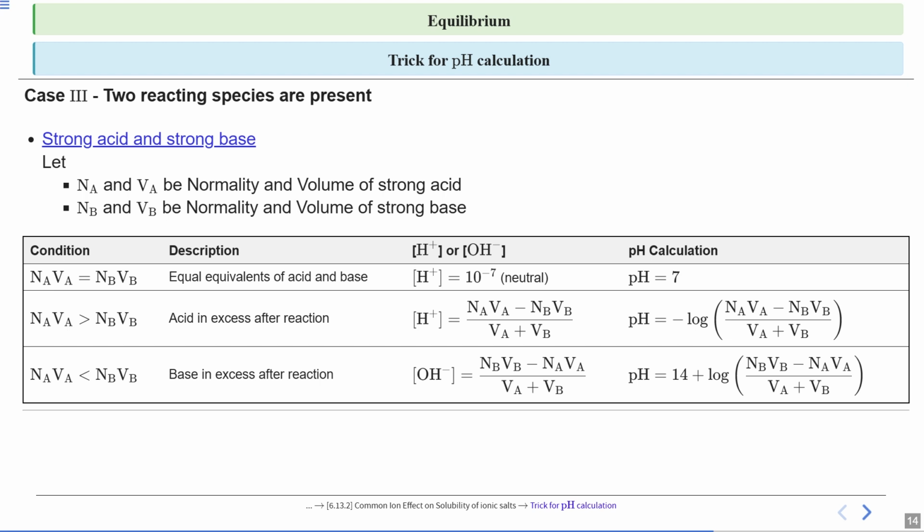In the third case, we have excess of base. How do we calculate the excess base contribution? NbVb minus NaVa divided by the total volume, which is Va plus Vb. Then further, we take the negative logarithm of that to calculate pOH and subtract it from 14 to get the pH.